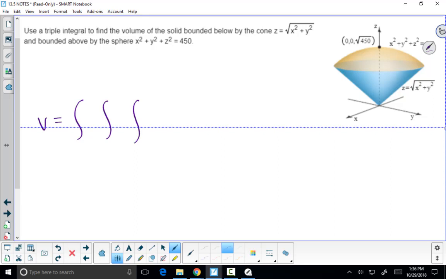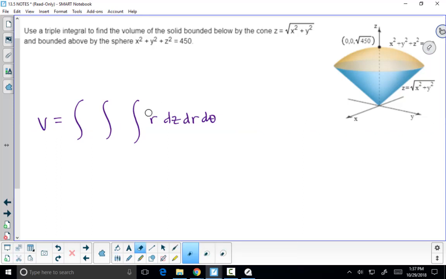And what coordinate system are we using? dz dy dx. We don't have spherical yet, right? So we're just going to use cylindrical. In cylindrical, we do r dz dr d theta. But the setup from that homework is dz dy dx. They want it in that way, and then after you enter it like that, you can convert it.